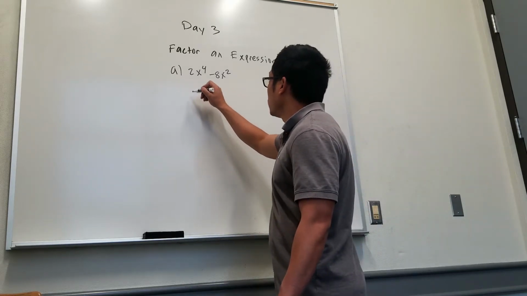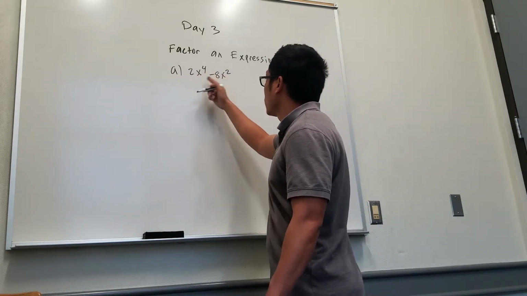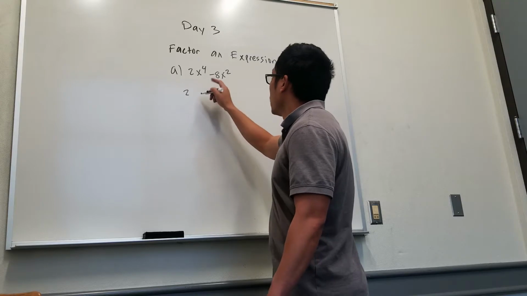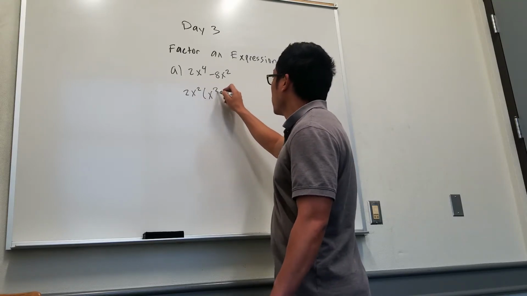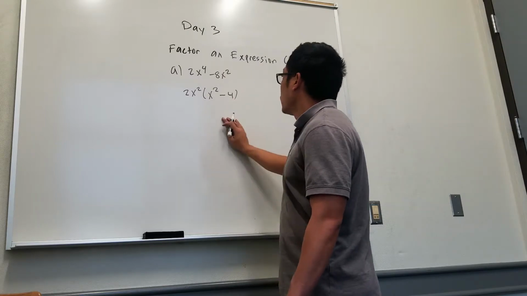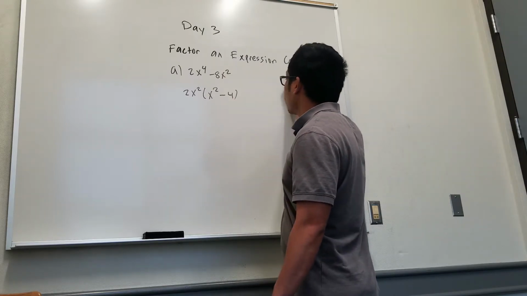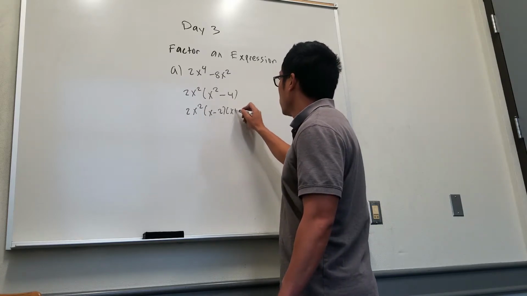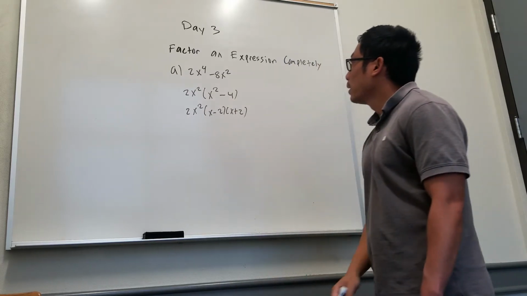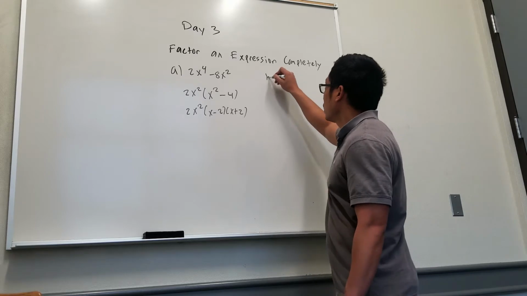I just factor out the GCF, which is what? Look at the numbers, 2 and 8, they have 2. x squared and x to the 4, you have x squared. What's left? You have x squared minus 4. Are we done? No, it says completely, so we've got to completely factor it. So it's x minus 2, x plus 2, right? Okay, next one.